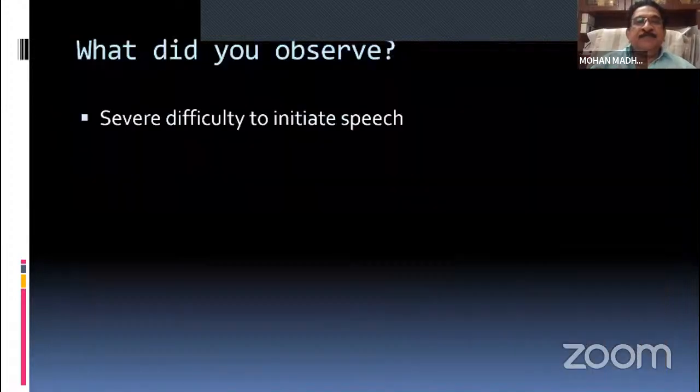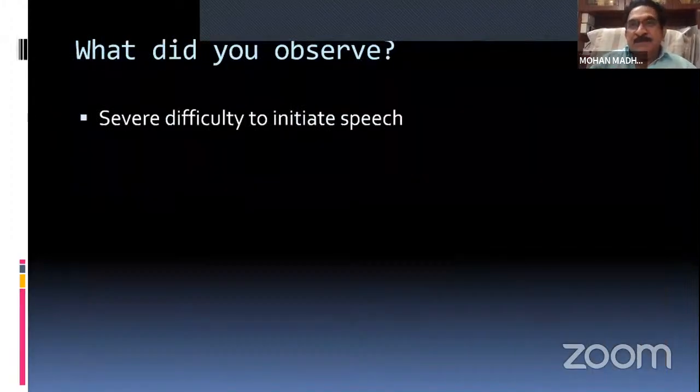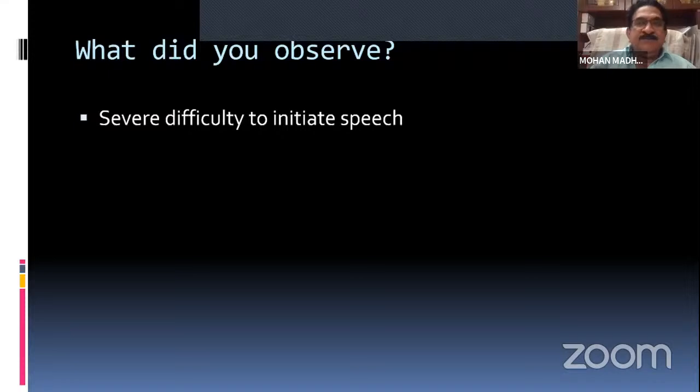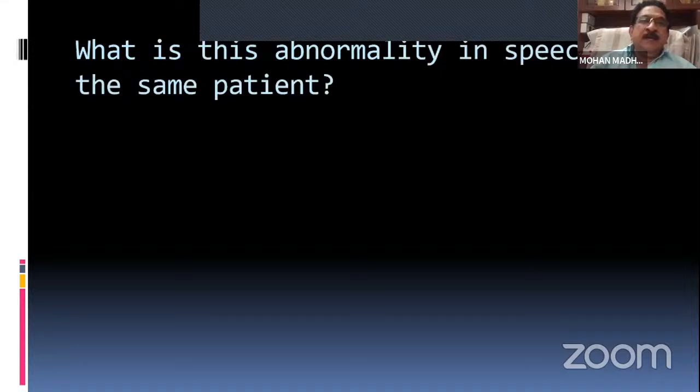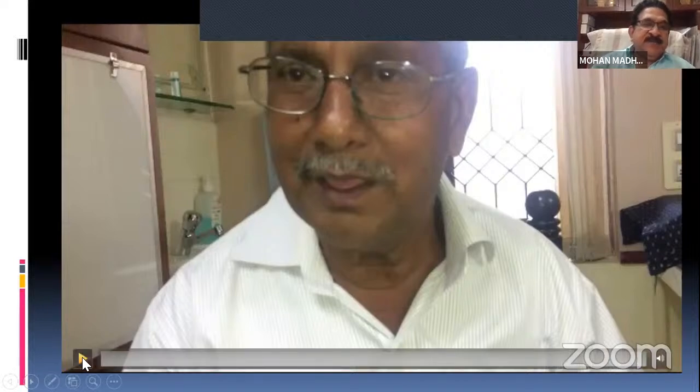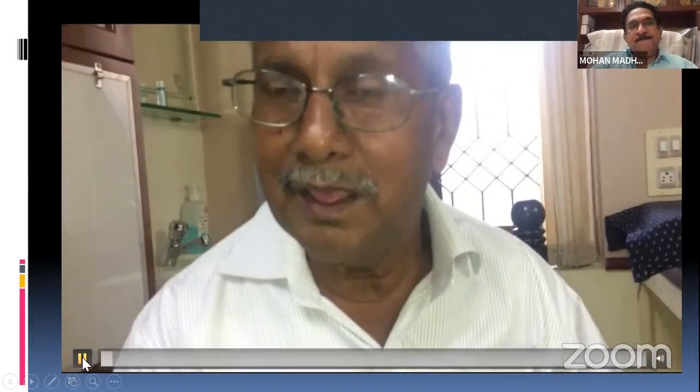What abnormality do you notice? It's got marked difficulty to initiate the speech, hesitant. Okay. This is the only abnormality which you observed. It's not part of a syndrome, which will come later on. Now, what is this abnormality in speech in the same patient? I'm asking you to listen to the speech very carefully.